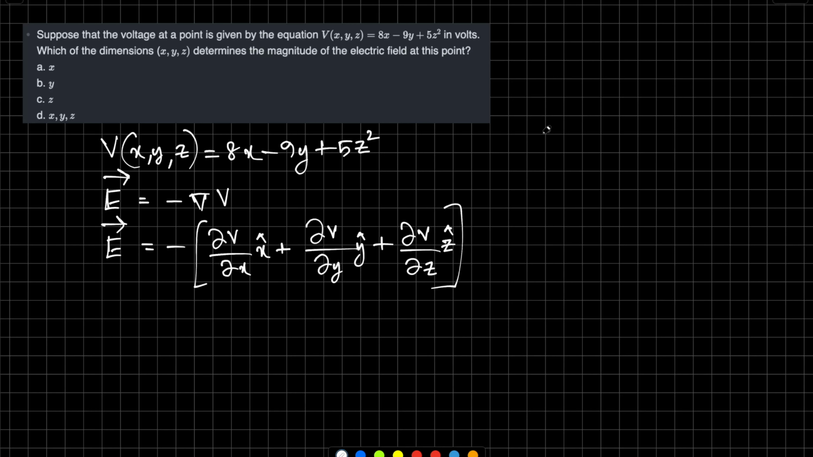Okay, I'm going to find dou V by dou x. Dou V over dou x is dou by dou x of the potential function, which is 8x minus 9y plus 5z square.